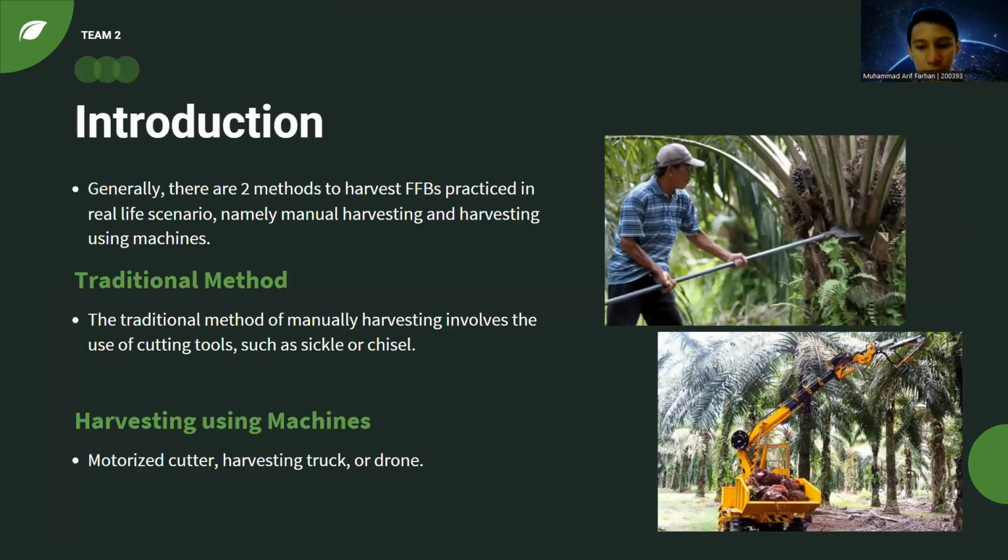Okay, so before we introduce our design concept for this project, let me briefly introduce the FFB palm oil plantation. Generally, there are two methods to harvest the FFBs practiced in real life, mainly manual harvesting and using machines. The traditional method involves the use of cutting tools such as sickle or chisel. This is the common method used by harvesters nowadays due to the low cost of tools and the ease of usage. The second one is harvesting using machines, which comprise motorized cutter, harvesting truck, or drone. However, the use of drone and motorized cutter is really rare due to the cost of the drone and the complexity of controlling the drone.